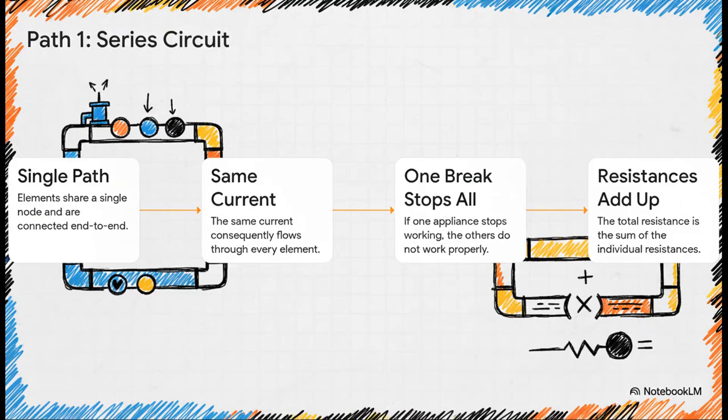First, we've got the series circuit. The best way to think of this is like a single-lane country road. All the electricity has to flow through the first bulb, then out of it and into the second bulb, and so on, all in one single file line. And here's the catch. If one of those bulbs burns out, the road is blocked, the whole path is broken, and everything goes dark. You know those old-school Christmas lights? Yep, that's a series circuit for you.